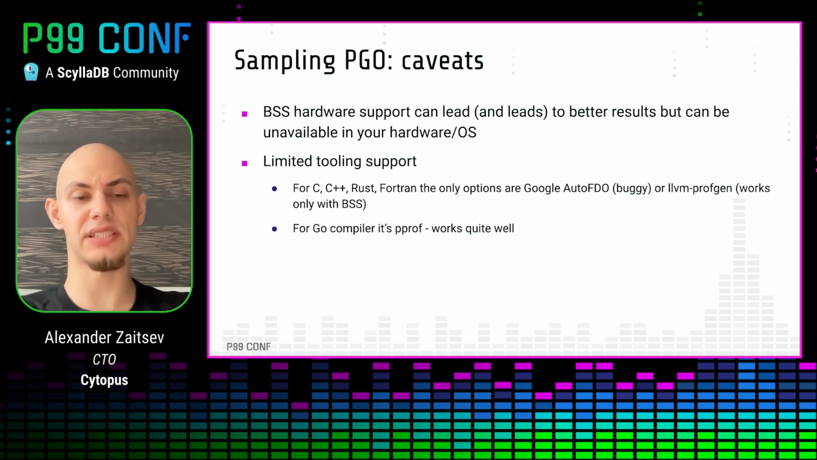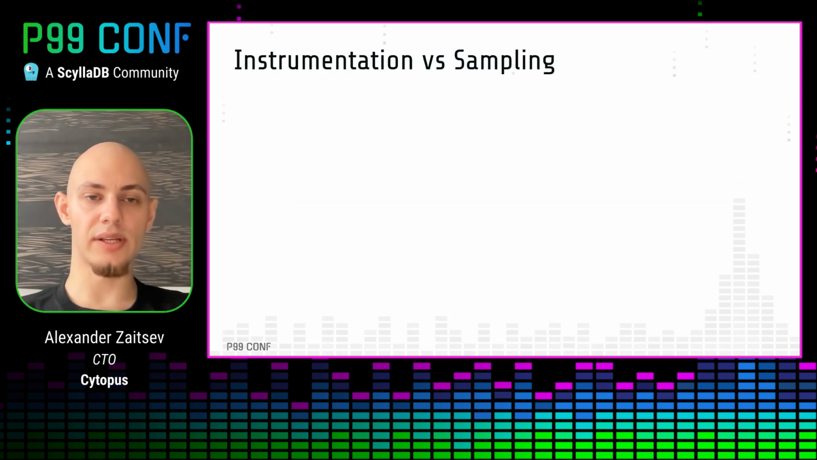I don't have enough experience with PGO in Go. I just play with it a bit and read a lot of articles about it, and as far as I see, it works quite well, so no issues should be expected here. So let's compare instrumentation and sampling PGO.